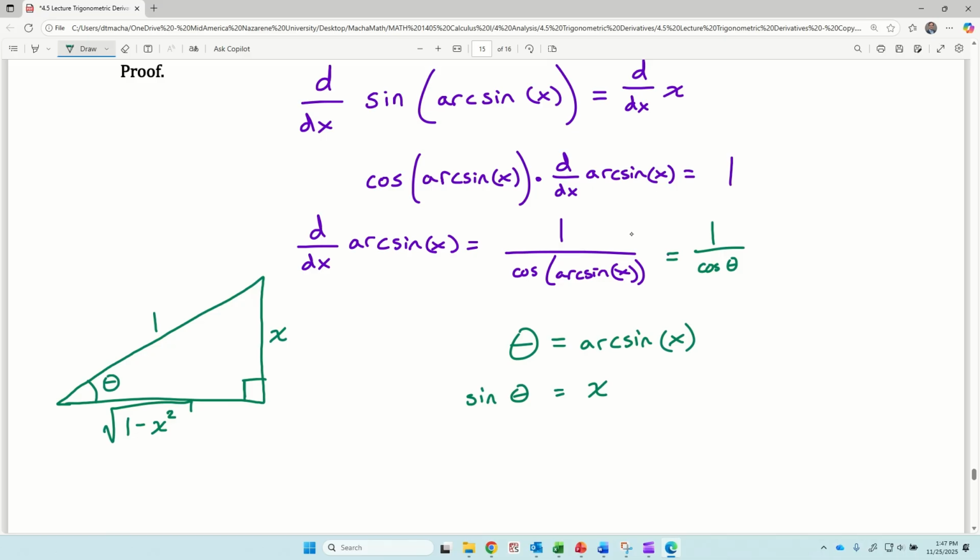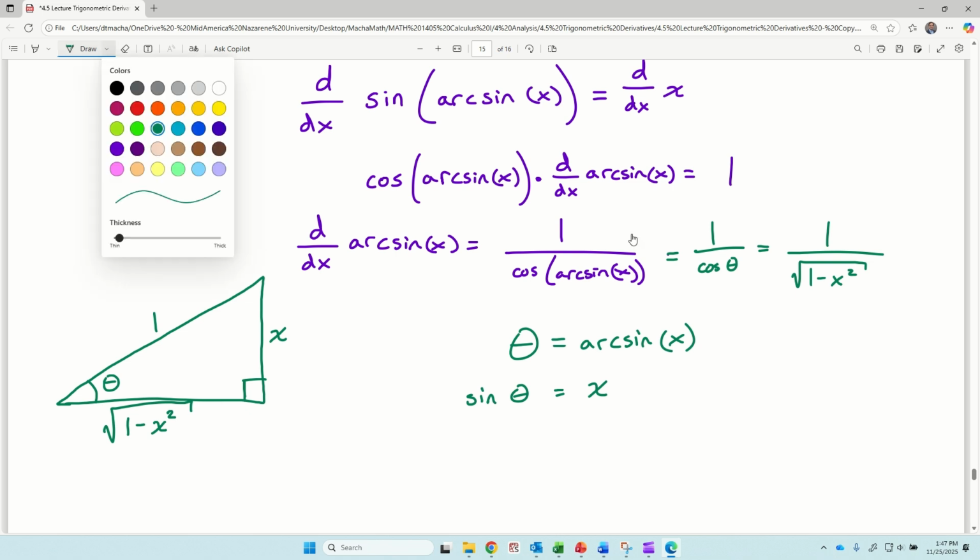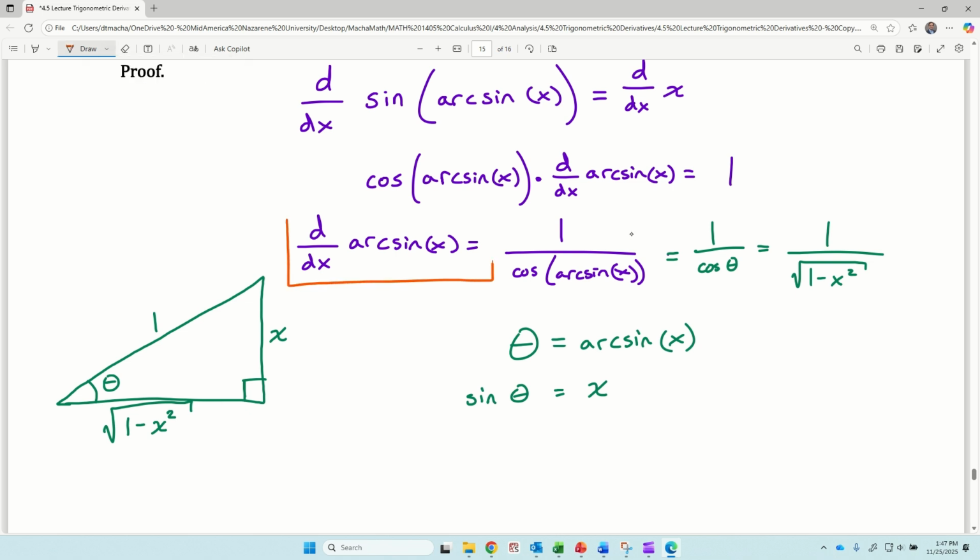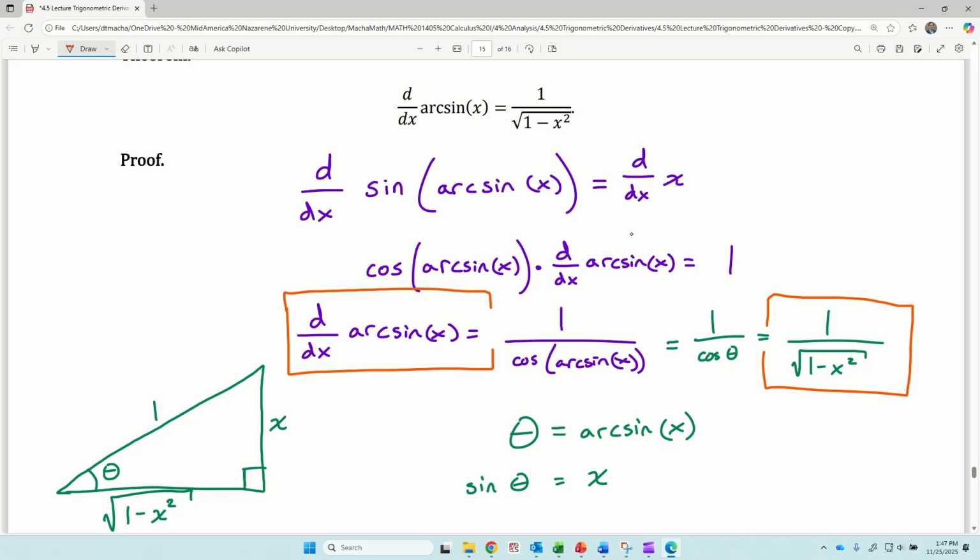And now what is cosine of theta? Cosine of theta is the ratio of the adjacent side to the hypotenuse. And so it's the square root of 1 minus x squared divided by 1. Divided by 1 doesn't change anything. And so I'm going to replace cosine of theta with the square root of 1 minus x squared from my triangle. And that, everybody, is how you prove the derivative of arcsine is 1 over the square root of 1 minus x squared, which is what we desired to prove.